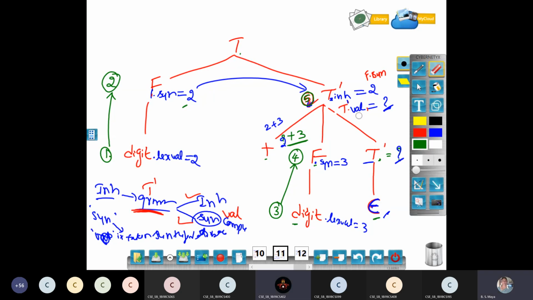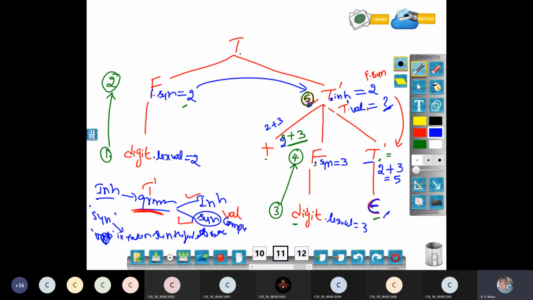You can take from the left sibling, and you can take from the parent as well as from the siblings also. From the parent, what is coming? From the parent, that 2 is coming to T dash dot inh. From the left hand side siblings, plus I got, 3 I got. From the parent also you can inherit, from the siblings also inherit. I got these things. What is the answer now? That is 5, ma'am.